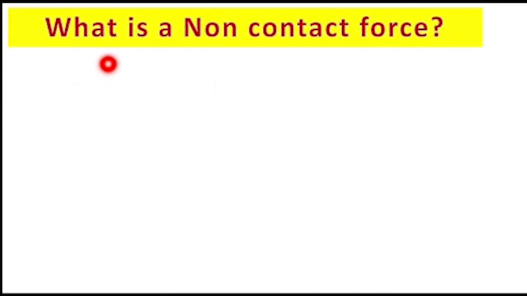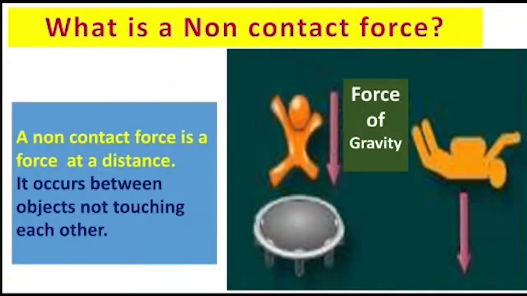Now what is a non-contact force? A non-contact force is a force at a distance. It occurs between objects not touching each other. Example, force of gravity. When two objects are initially not in contact with each other, they are separate from each other. Still, they have either a pulling or a pushing force between them. Such force is called non-contact force, like force of gravity, right?